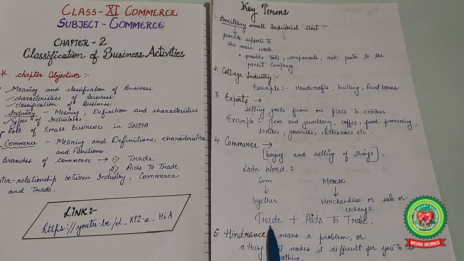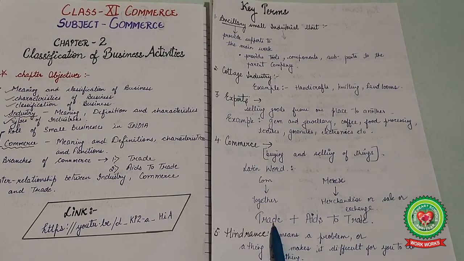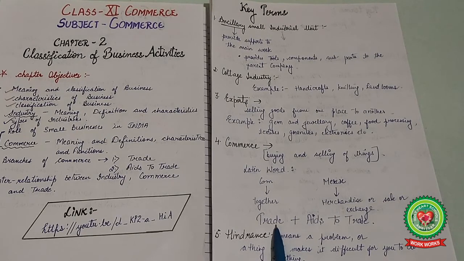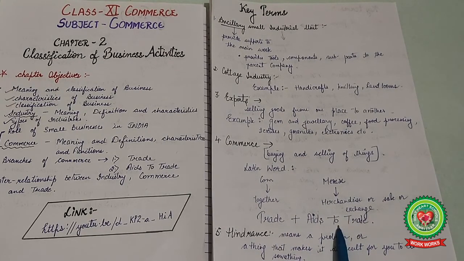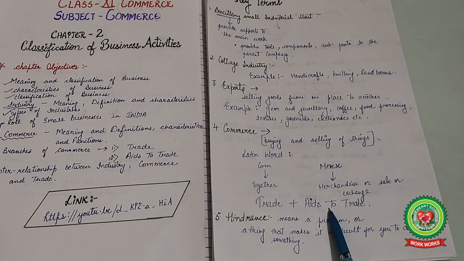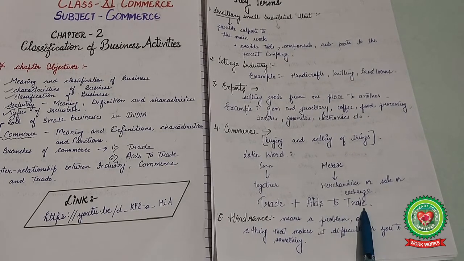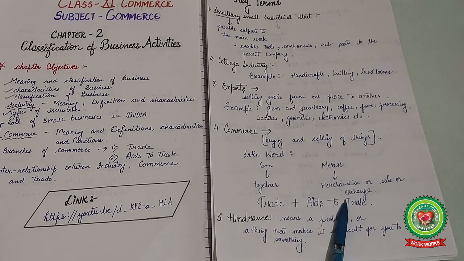Also commerce includes trade and aids to trade. Trade means buying and selling of goods from one country to another, or from place to place. Simply buying and selling of goods. But aids to trade includes the activities that help the producer to sell their commodities at various places. It includes transportation facilities, communication, advertisement, various banking facilities and insurance facilities that are to be taken so that the buying and selling can be done.